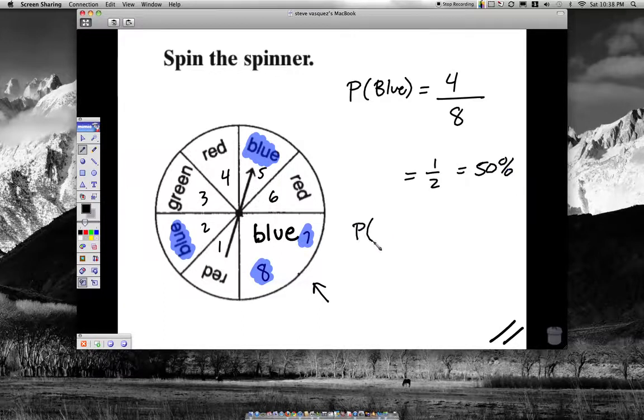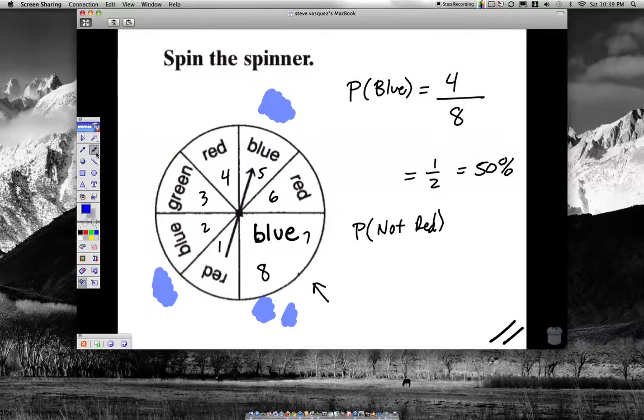If I want to choose the probability of not red, I have to look for all the ones that aren't red. Anything that's not red is going to be the blues, which we had on there, 1, 2, 3, 4, plus the greens. I've only got 1 green, so now I have 5 out of 8.